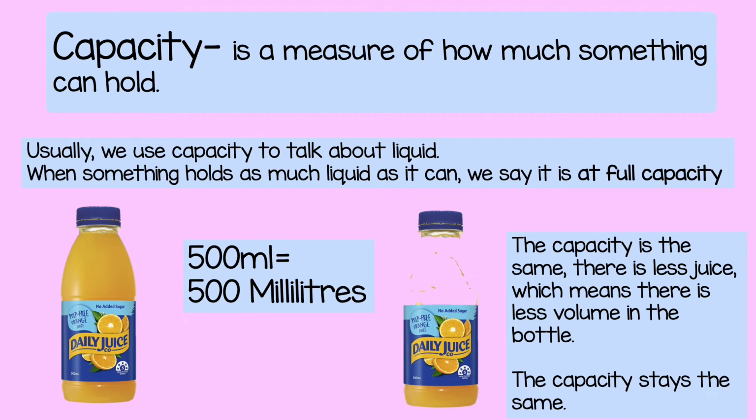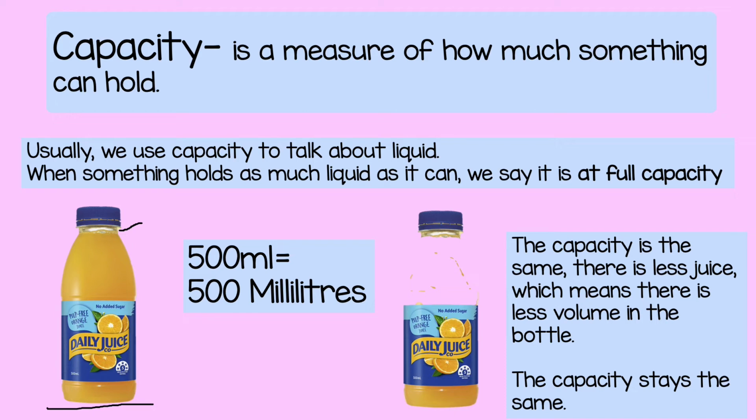So now capacity. Capacity is a measure of how much something can hold. So this juice container here is 500 milliliters, and it is completely full to the top. That means we know we can use capacity to talk about how much liquid this container can hold when it is full. It is at full capacity.